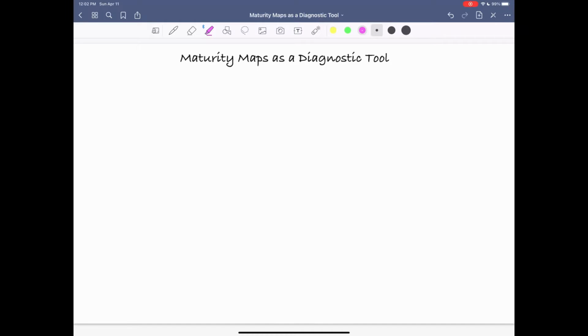Hi. Today I wanted to talk about using maturity maps as a diagnostic tool. So often within my work, I'm brought into organizations where there's some sort of dysfunction in a part of their work that they want me to help address and to improve.